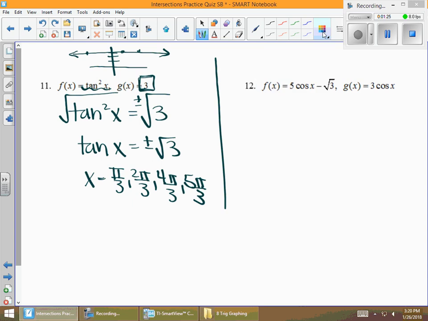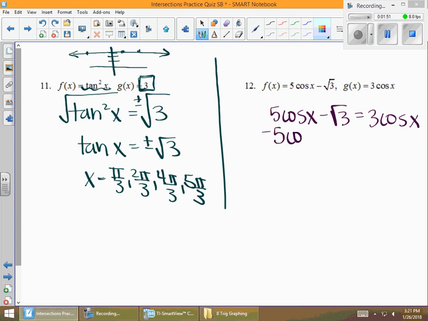Almost made it. 5 cosine of x minus radical 3 equals 3 cosine of x. Don't be freaked out by this one because of the radical 3 in the middle. We know cosine is radical 3 over 2. We have lots of places on our unit circle where cosine has a radical 3 in it. So I'm going to start by combining like terms across the equal sign.